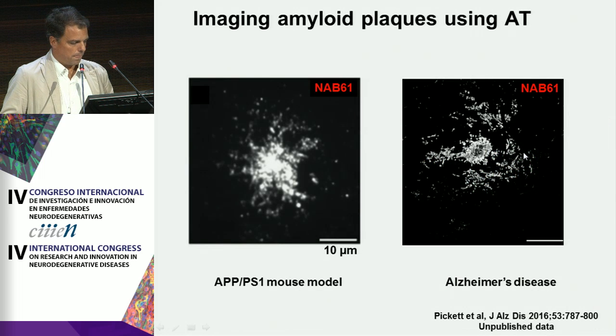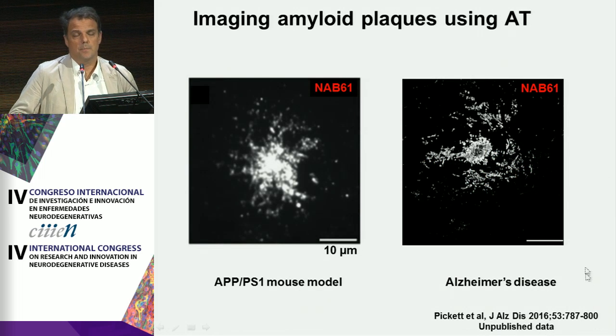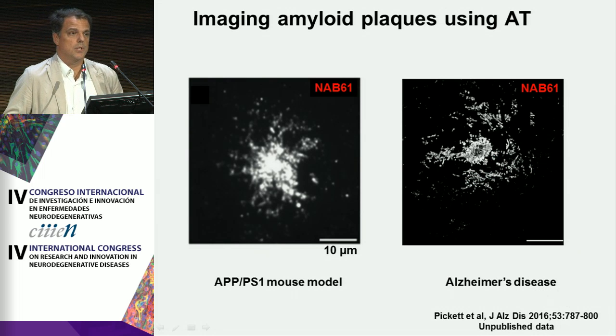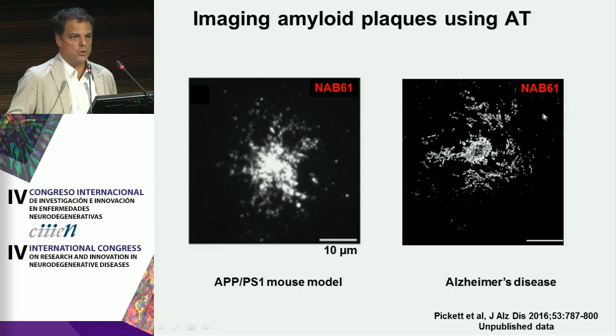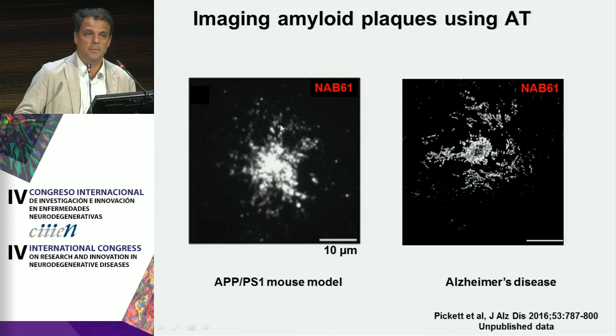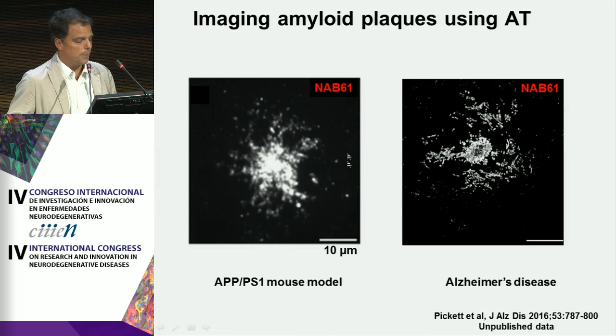So in addition to synapses, the beauty of this technique is that you can use it to enhance resolution to measure other structures. In this case, we are also using this technique to measure amyloid plaques. This is an amyloid plaque using NAP61, an antibody developed by Virginia Lee at the University of Pennsylvania that detects oligomeric forms of A-beta. This is in an APP-PS1 model. You can see an amyloid plaque using array tomography.